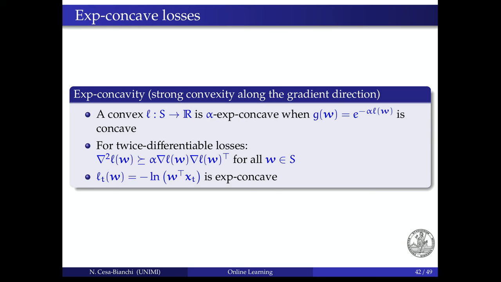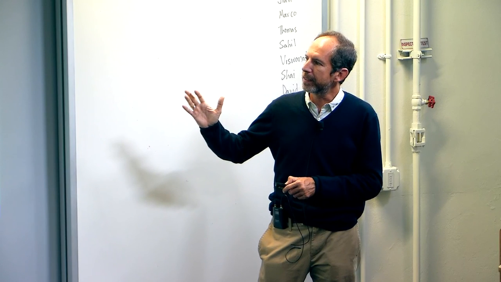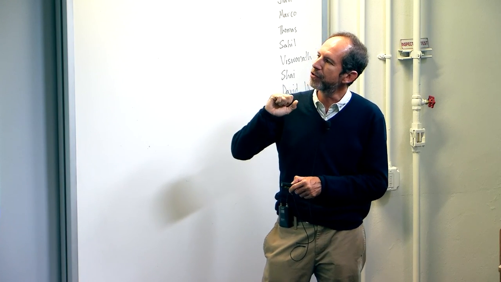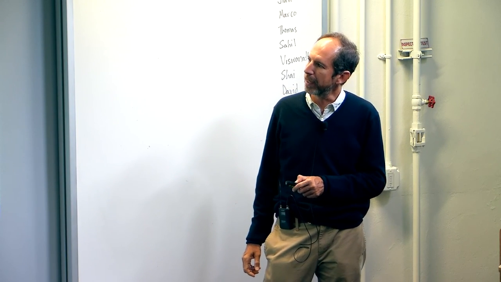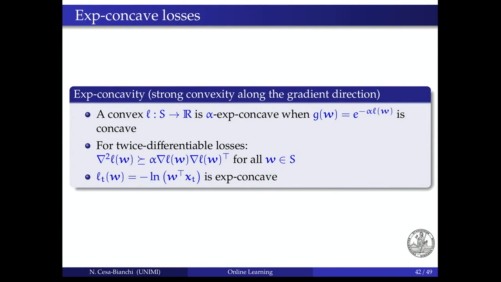How about losses that are neither convex nor strongly convex? There is an interesting family of losses that are weaker than strongly convex, but slightly stricter than convex. It's called exconcavity, which means a function is exconcave whenever it's strongly convex only along the gradient direction. And this is the formal definition.